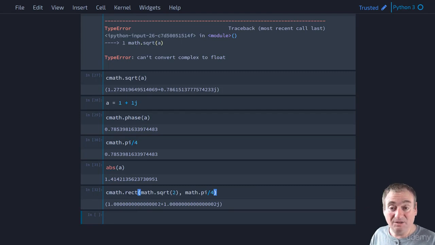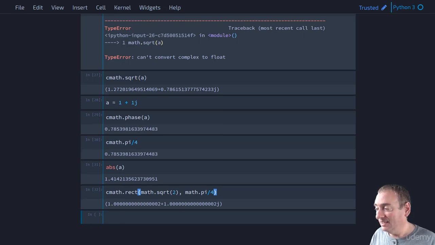Now, it's not exactly 1 plus 1j. First of all, square root of 2 is not going to have a finite representation, not even in decimal. And same thing with pi. Pi doesn't have a finite representation, and therefore neither does pi over 4. But we're close enough. We can see we're very close to 1 plus 1j. So that's how you can convert from polar to rectangular coordinates using the rect function in the CMath module.